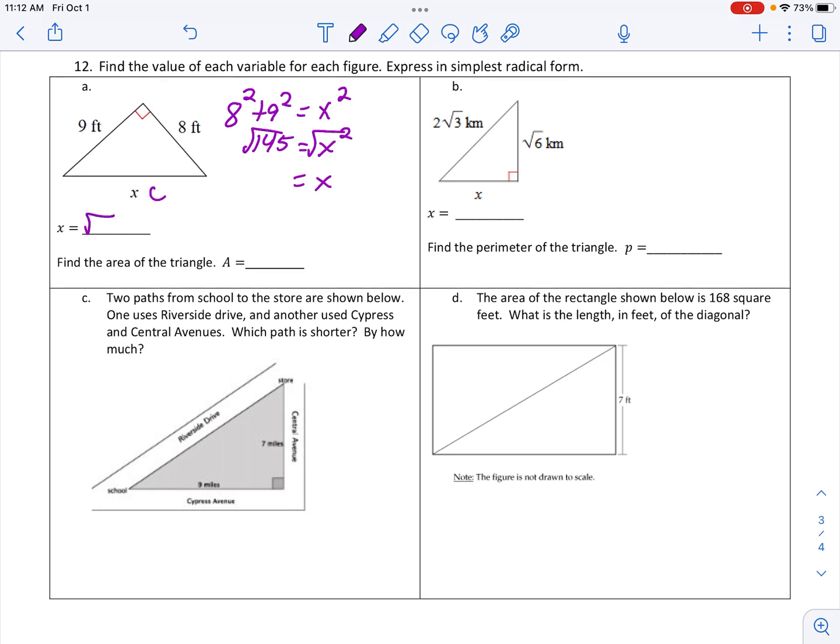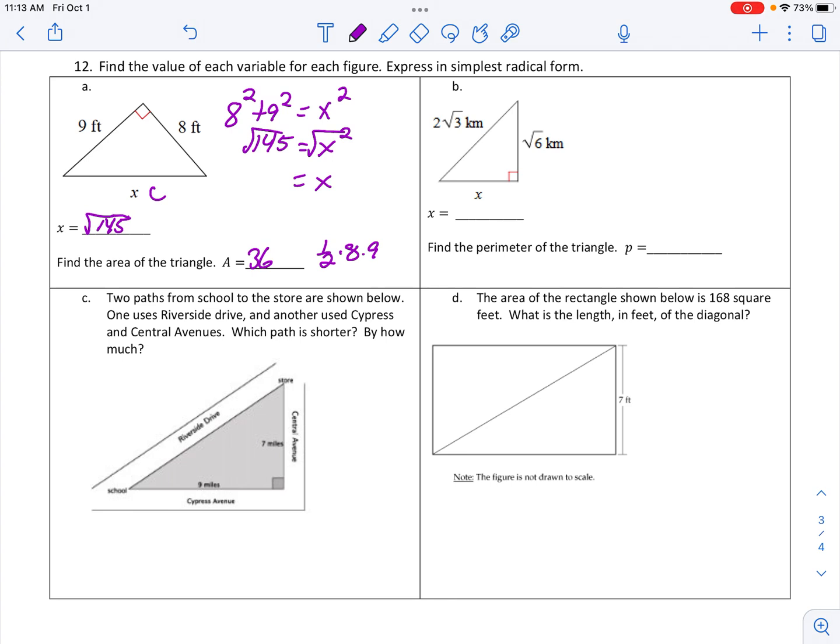145, that goes nothing, okay? The square root of 145 is the simplest radical form. It does not go down any further. For the area, we know it's 1/2 base times height. And in this problem, again, the base and the height always have to be perpendicular to one another. So the two sides you're going to use are 8 and 9 since they are perpendicular. So 72, and half of 72 is 36 square units.